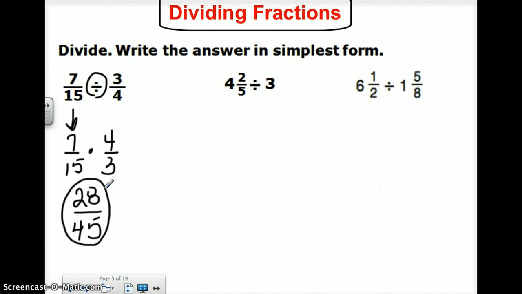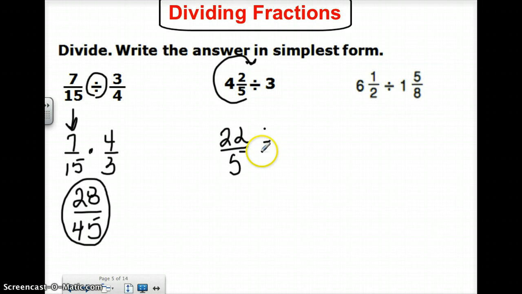Now the second example that's given here, we have a mixed number. We cannot divide with a mixed number. So let's go ahead and change that to an improper fraction. I'm hoping you remember how to change to an improper fraction. You multiply your denominator times the whole number, and then add your numerator. 5 times 4 is 20. 20 plus 2 is 22. Your denominator stays the same, so we need to have a 5 as our denominator.